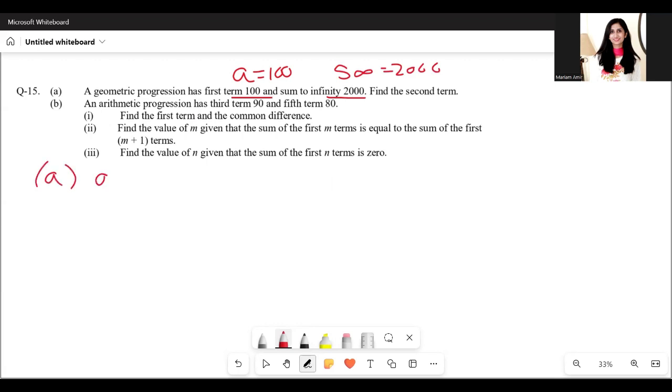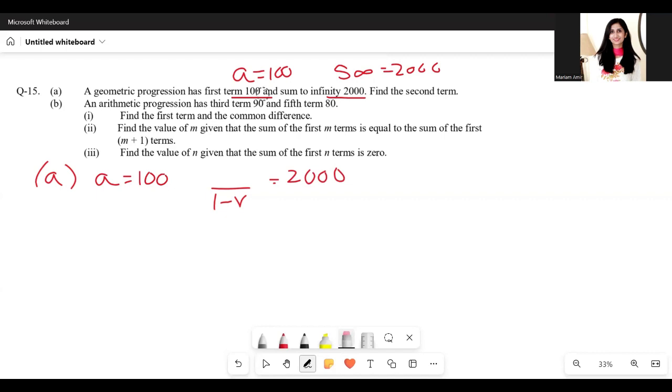So we know A is 100, and we know the sum to infinity formula. It's given in the formula sheet: A upon 1 minus R equals 2000. We also know what A is. A is 100. So now you need to cross multiply, rearrange, and get R. You're going to do that on your own. When you simplify it, you should get 19 over 20. Okay, part A is done.